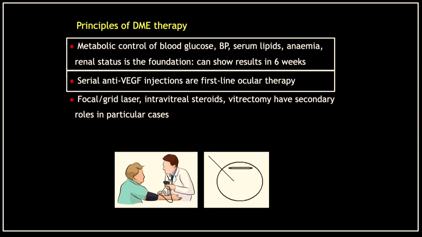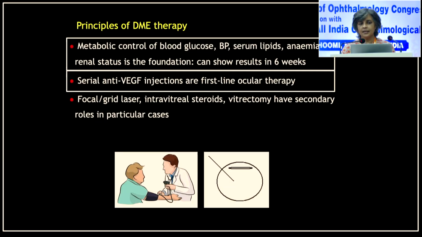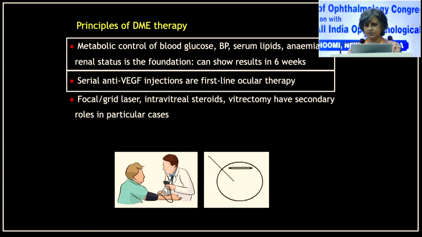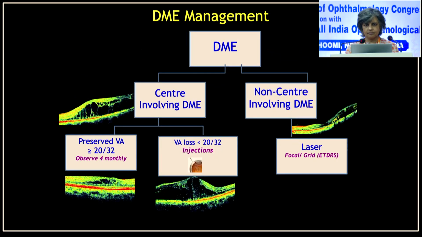So we'll speak about management of diabetic macular edema. The basic principle remains good systemic control of blood sugar, blood pressure, serum lipids, anemia, renal status. This is the foundation. And this can show results within 6 weeks. And following this only, is the serial anti-VEGF injections, which are the first line ocular therapy. Laser, intravitreal steroids and vitrectomy have only secondary roles in particular cases.